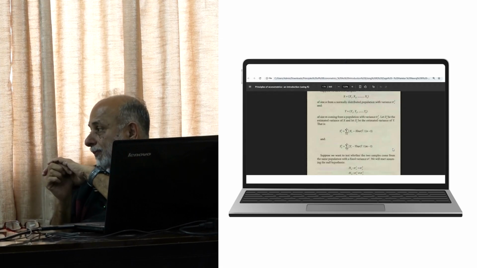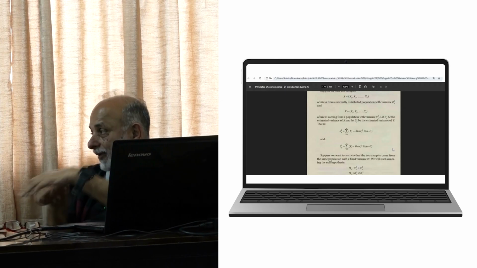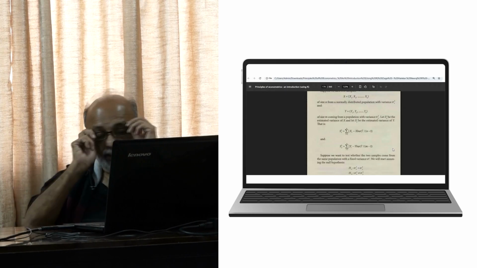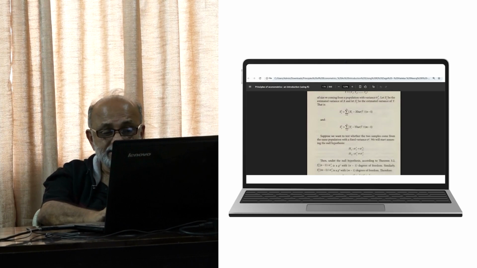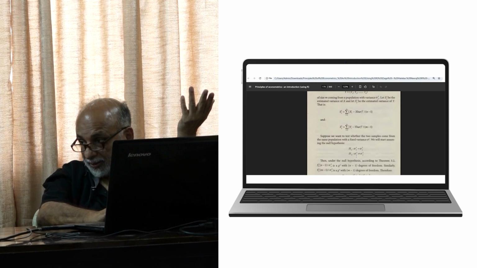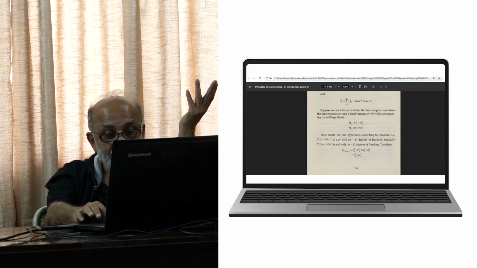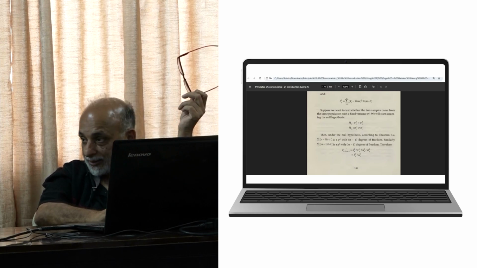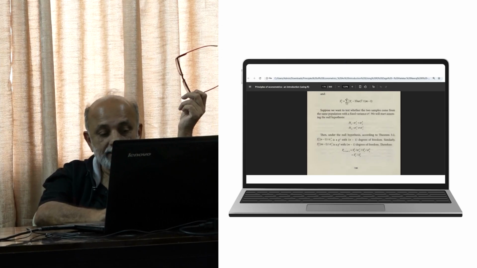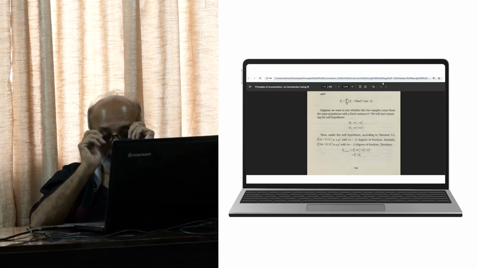Both of them come from a population with the same variance. Sure? Okay. Then, the null hypothesis is sigma square x, the population variance of x, is the same as the population variance of y. The alternative hypothesis is that they are different. Now, if the null hypothesis is true, s square x upon sigma square x, right? Okay.